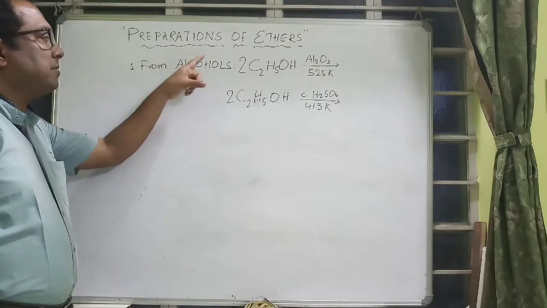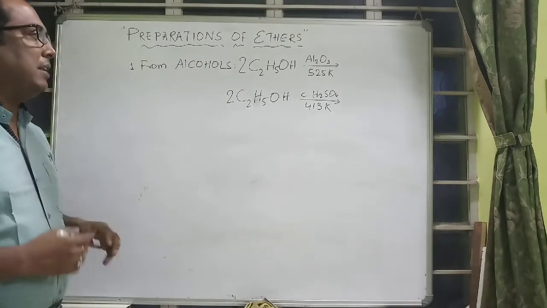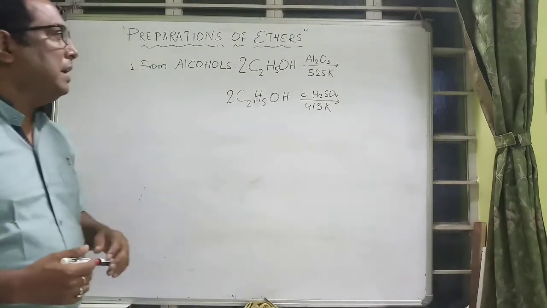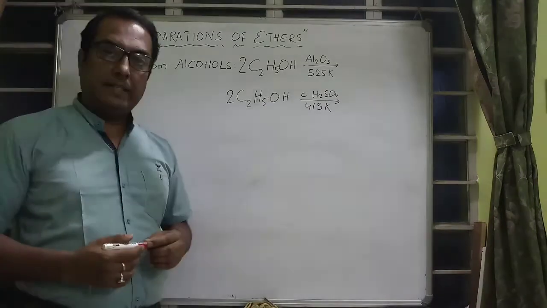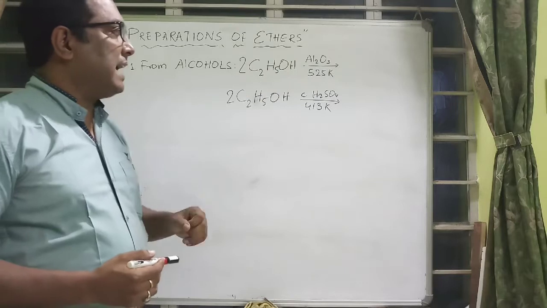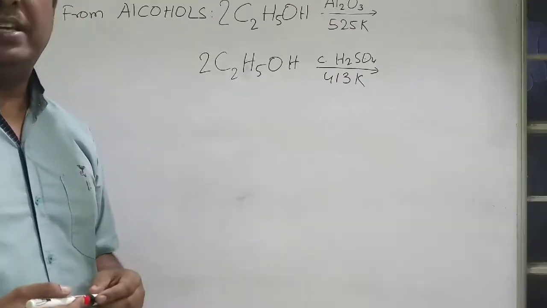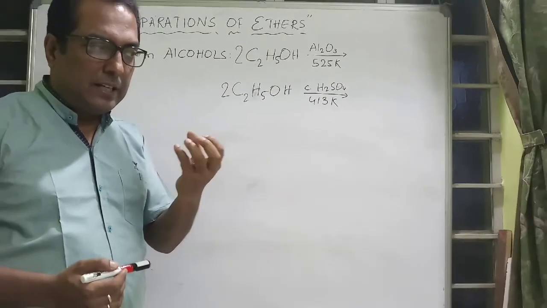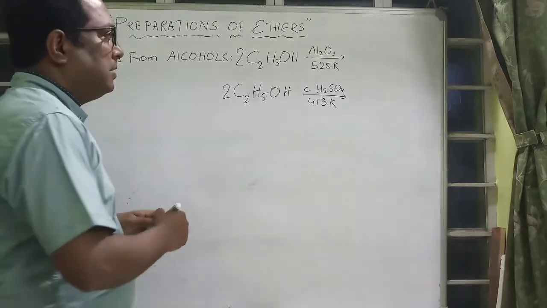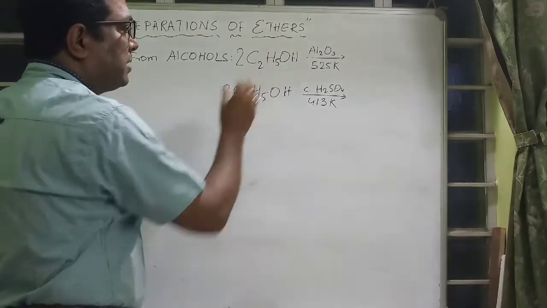In the preparation of ether, the first point that comes to our mind is from alcohols. It is much easier to go from alcohol, and we know that concentrated sulfuric acid and anhydrous aluminum oxide or alumina are very good dehydrating agents. They absorb the chemically formed water present within this compound. So let us see how they snatch out the water molecule from this compound.